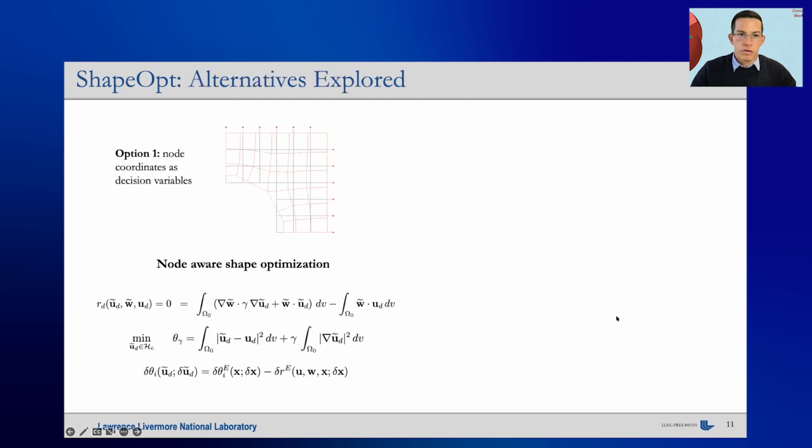So now you have the initial mesh. How will we perform shape optimization? There are two options. I'm going to present two options today. We have tested variations of this, but overall, option one is what we call node-aware shape optimization. And here, the design variables of the optimization problem are defined explicitly as the displacement of the coordinates, the locations of the nodes of your mesh, as you can see here in black and red.